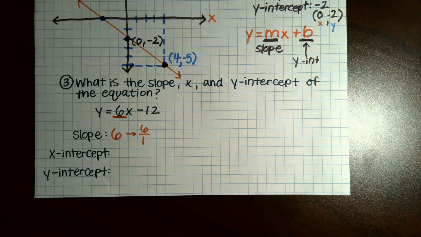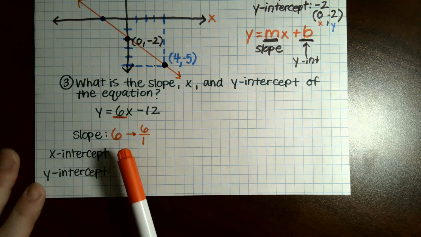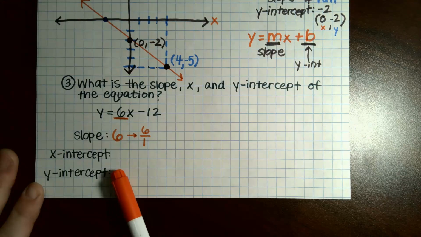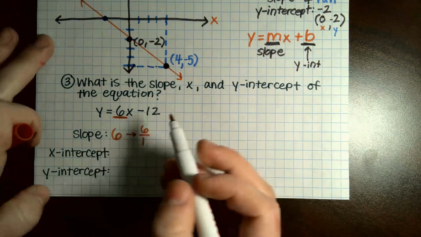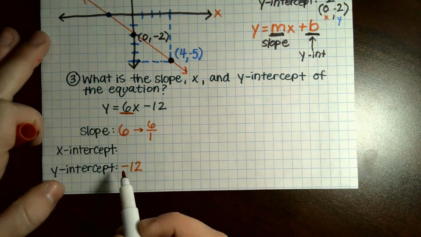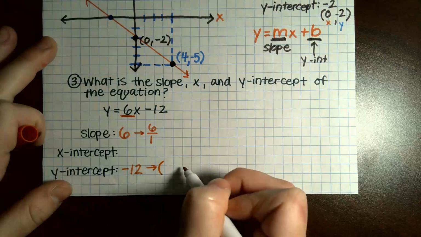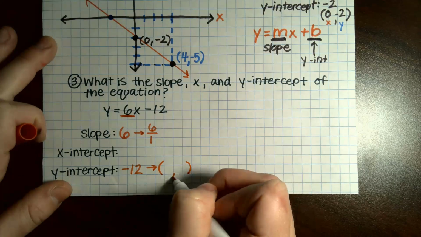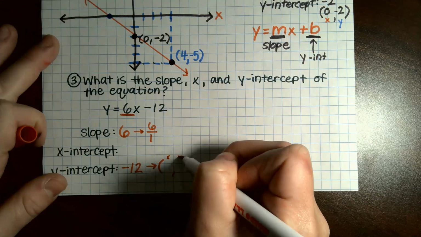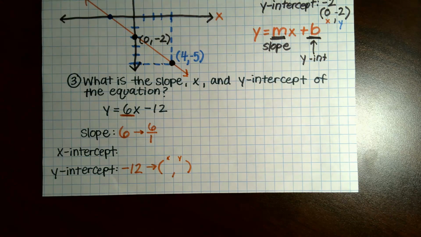Okay. Now, for the x-intercept, we're going to have to do some math. So let's first look at the y-intercept, because we can find that just by looking at it. Negative 12. Are we going to write that in coordinate form? Yes, I also would like you to write it as a coordinate. Remember, when we have a coordinate, first it's the x value, then it's the y. So for the y-intercept, where is our number going to go?